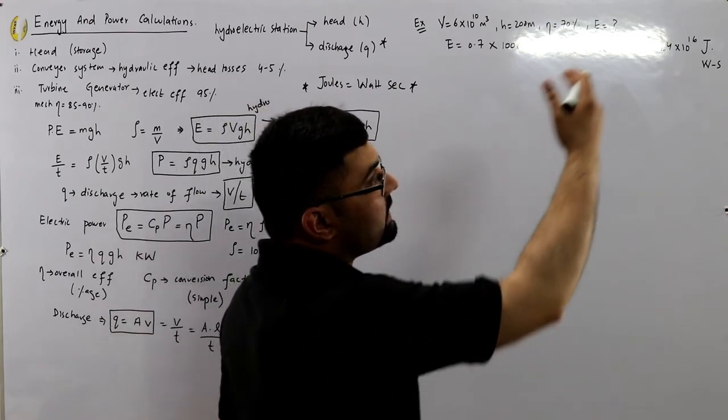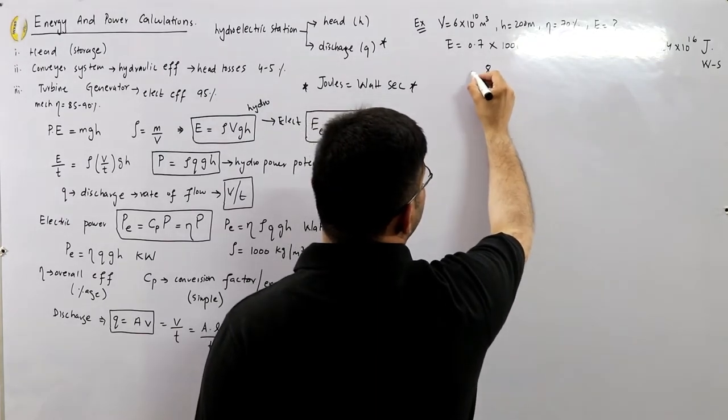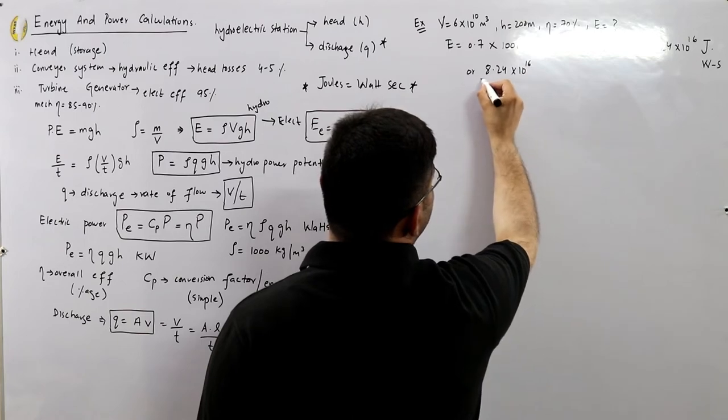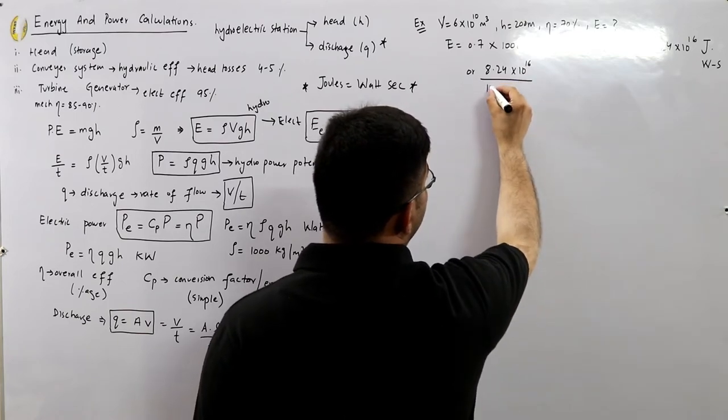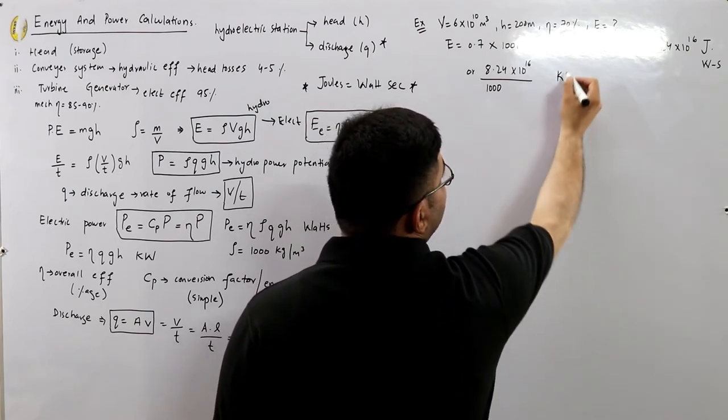So what do I do? Converting watts to kilowatt, I have to divide by 1000. So I have 8.24 into 10 to the power 16. So I will divide it by 1000, so I would have a kilo over here. Kilowatt in terms of watts.